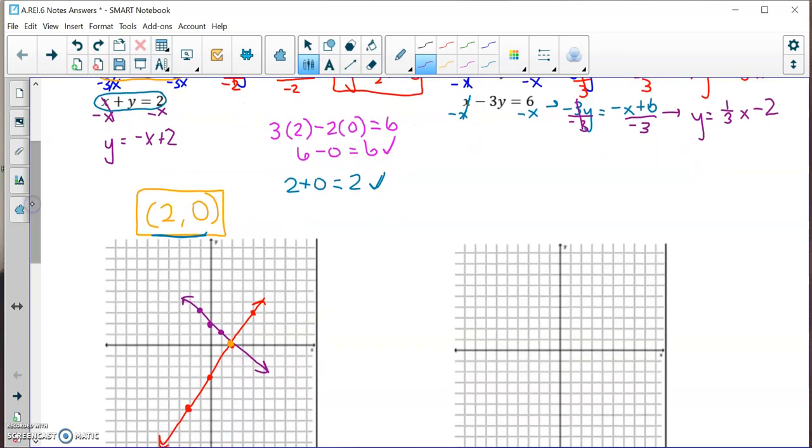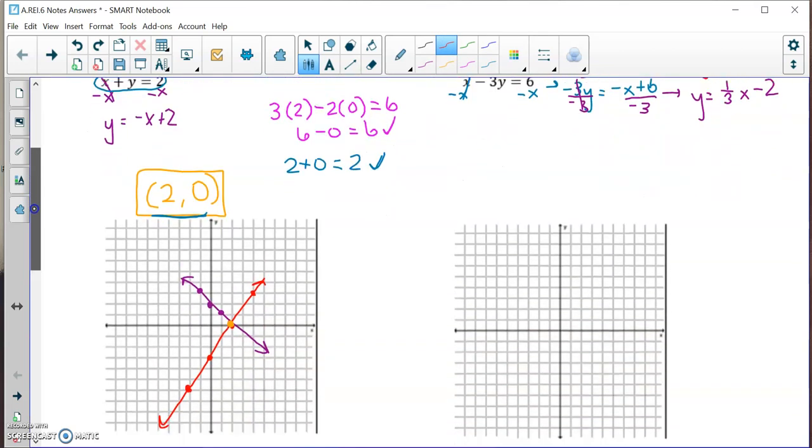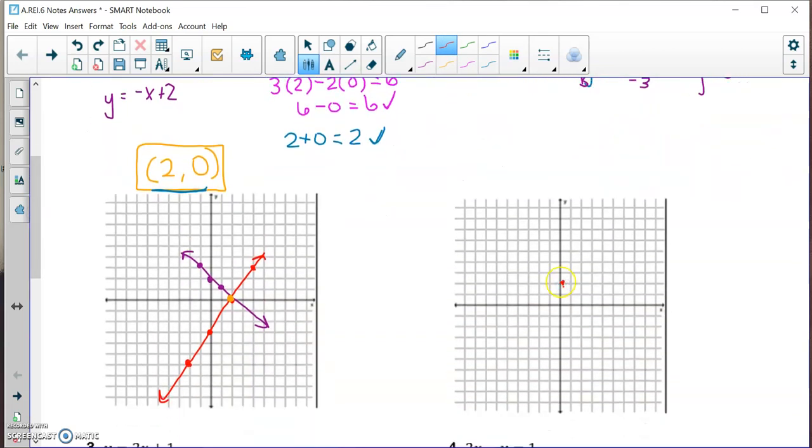In my red equation, I have a y-intercept of 2 and a slope of negative 1/3, which would mean I go down 1 and over 3, down 1 and over 3, down 1 and over 3, or I could have gone up 1 and over negative 3. And this is what that red equation would look like on the graph.